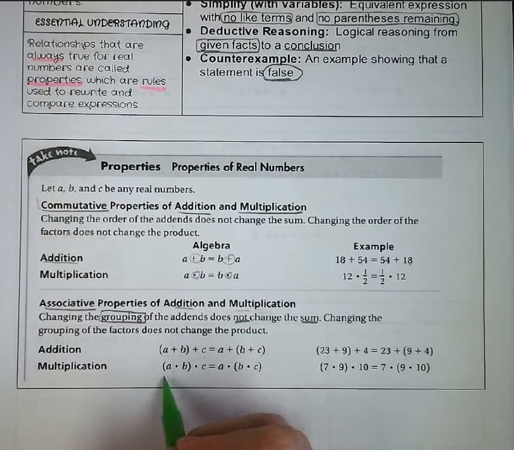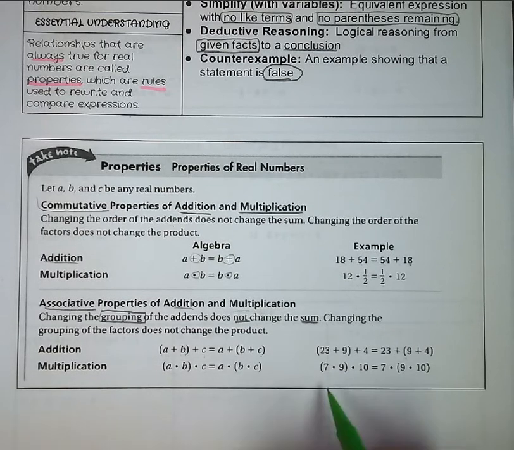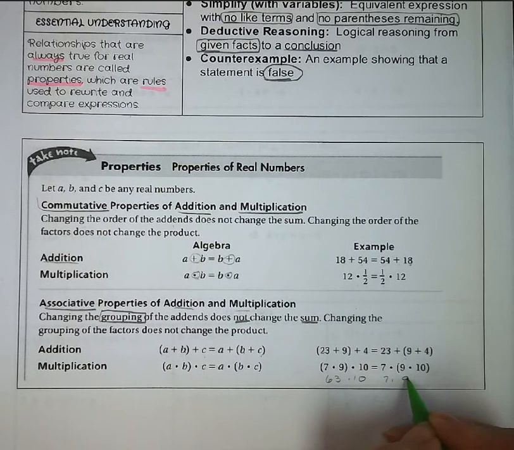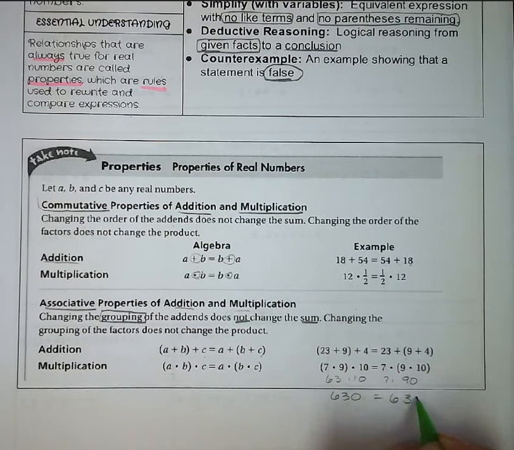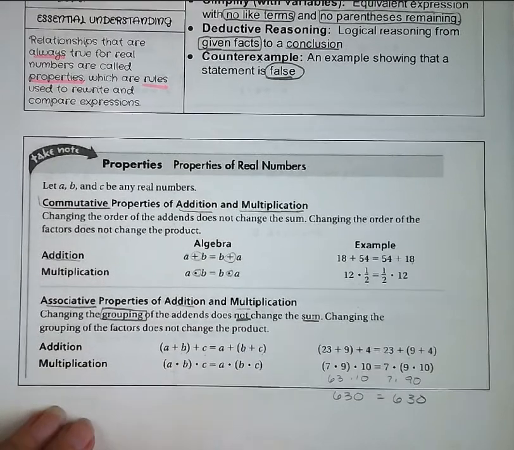Multiplication is the same rule. When you've got a bunch of terms that are being multiplied together, you could group them in any way you would like. So you could have A times the quantity B times C, or the quantity A times B times C. And again, it's going to come out to the same exact answers as Ms. Zirzo demonstrated.